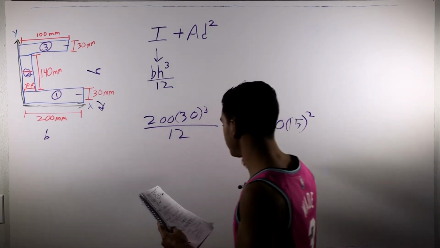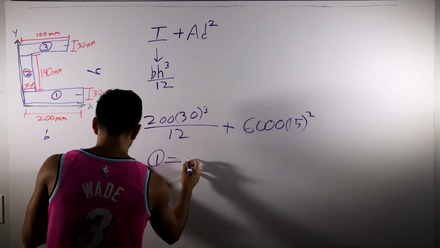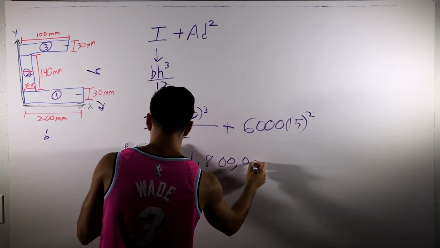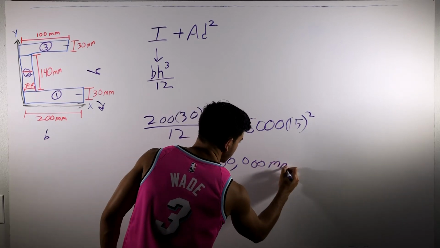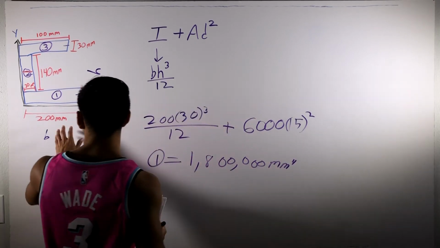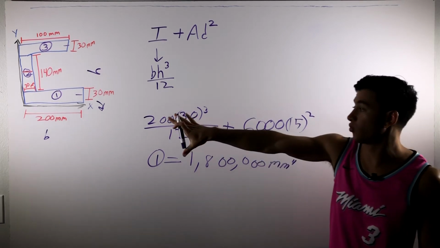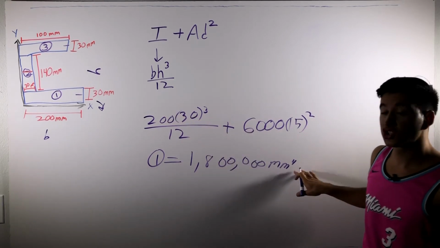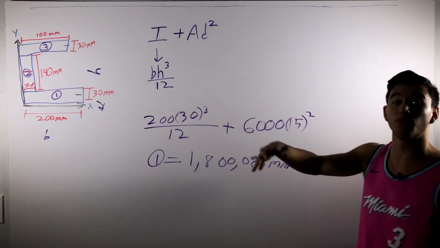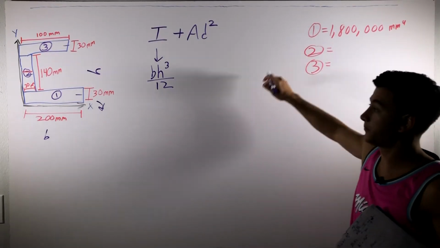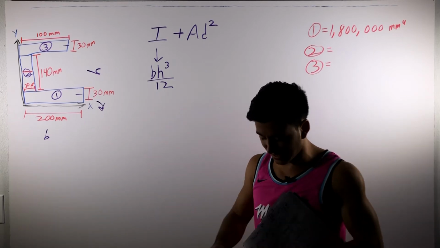So when you compile all these numbers, you get 1,800,000 millimeters to the fourth, because we're dealing in millimeters, and for moment of inertia, the units are always whatever you're dealing with to the fourth. So let's clean this up, put it up here, and move on to section 2. Alright, so there's our answer for section 1. Now let's move on to section 2, basically the exact same way.